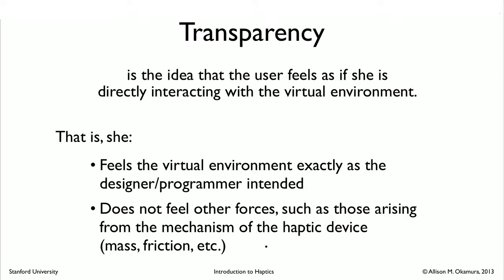Sometimes those virtual environments will be very realistic, and sometimes they'll be purposely unrealistic. But no matter what, we want the forces, or the force-motion relationships, that the user feels to be exactly what we want them to be. This means that the user doesn't feel other forces that might arise from the physical mechanism of the haptic device. Inherently that device is going to have some mass, some friction, maybe even auditory noise associated with its movements. But ideally, the user won't notice any of those things because those effects will be so small that they'll only really be feeling the virtual environment.